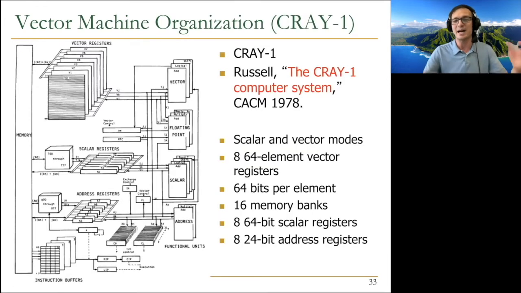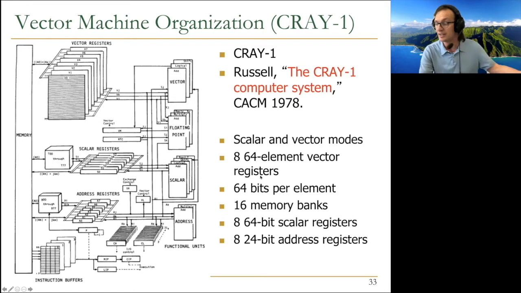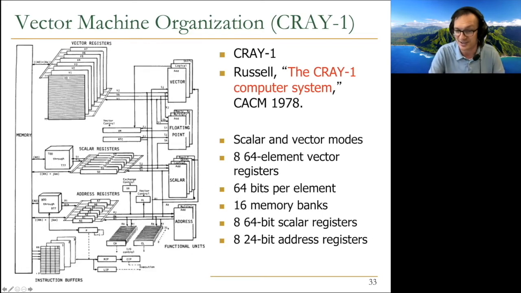Okay, so this is an example of vector machine organization. I'll go through this relatively quickly. And this is one of the earliest supercomputers, the Cray 1 system. As you can see, there's a vector unit. There are vector registers attached, 8 vector registers, 8 64-element vector registers. So the maximum vector length was 64 over here. And you had 64-bit elements. And you had 16 memory banks. We will get to memory banks soon. But they also had 8 64-bit scalar registers. So the scalar part is also very important. And they also had address registers to access memory.